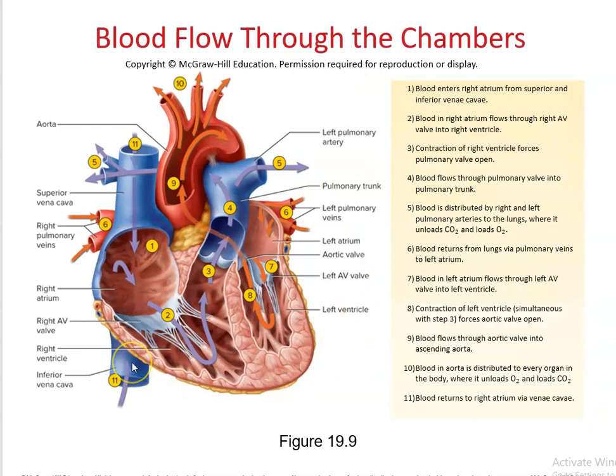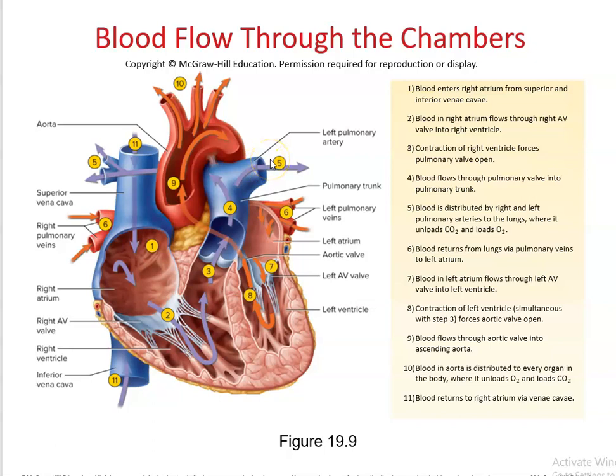This slide shows the blood flow through the chambers. The oxygen-poor blood collected from the head, limbs, and other parts of the body will enter the right atrium from the superior vena cava and the inferior vena cava. This oxygen-poor blood will pass the AV valve on the right side of the heart and enter into the right ventricle. The contraction of the right ventricle will pump the blood to the pulmonary artery. Then the pulmonary artery will take the blood to the lungs.